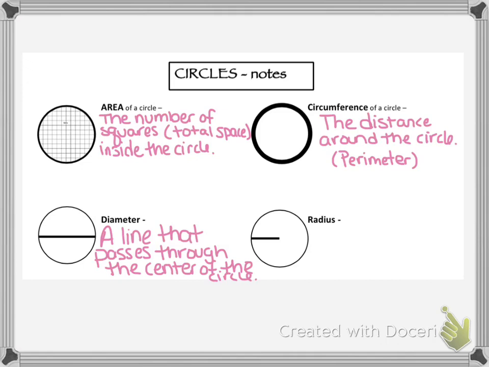Okay, and so the center would be right about there. So diameter goes through the center to both sides of the circle. Now a radius is just half that length. And it's important to know the relationship between the two. So we're going to do 3 problems where we find the diameter and radius.